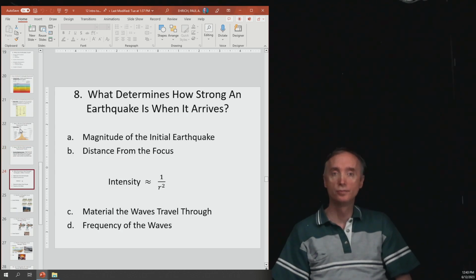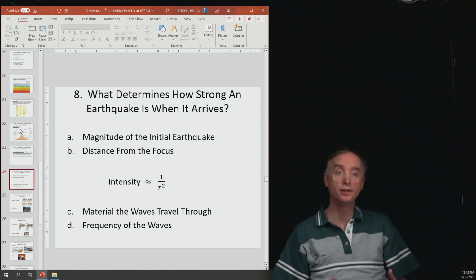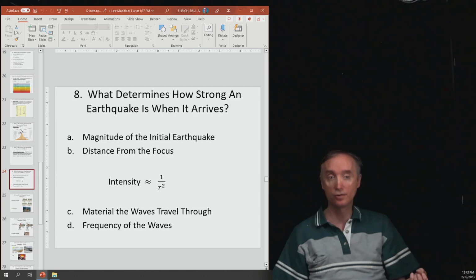So what determines how strong an earthquake is going to be when it finally arrives at your location? It depends on how big the initial earthquake was to begin with. The larger the initial earthquake is, the stronger the earthquake's going to be by the time it makes it to your location. Okay, it also depends on distance.